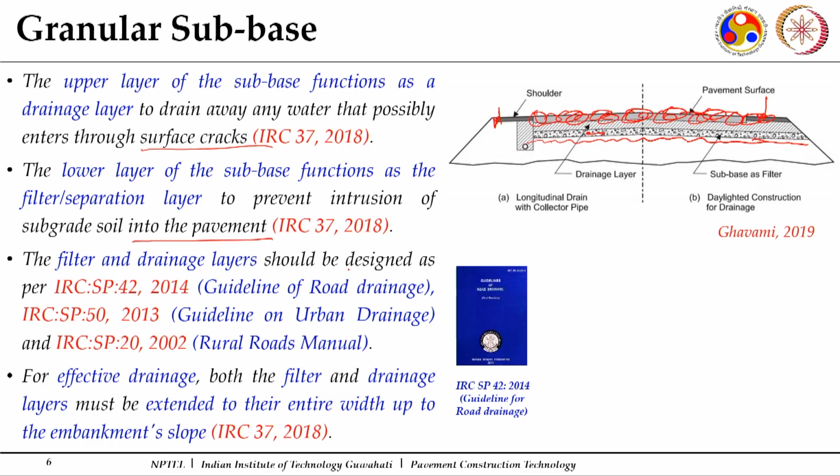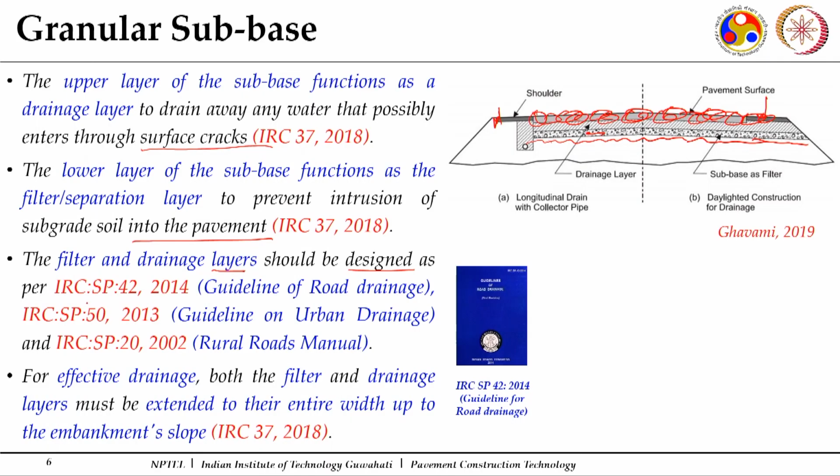The filter and drainage layers, now we have specific guidelines to look into how these layers are to be individually designed. The filter and drainage layers are designed as per SP 42 requirements, guidelines for road drainage; SP 50, guidelines on urban drainage; and SP 20, because simultaneously the drainage aspects related to rural roads also have to be looked at. So, SP 20 takes care of it.